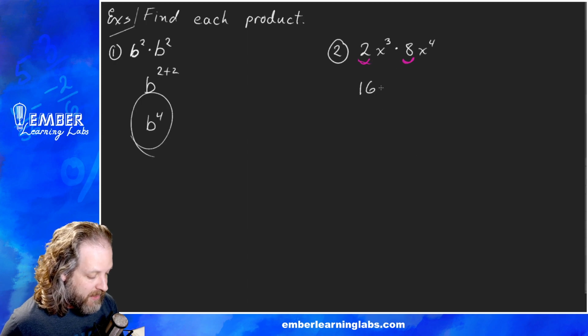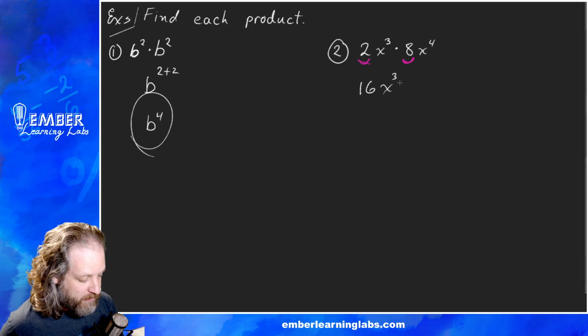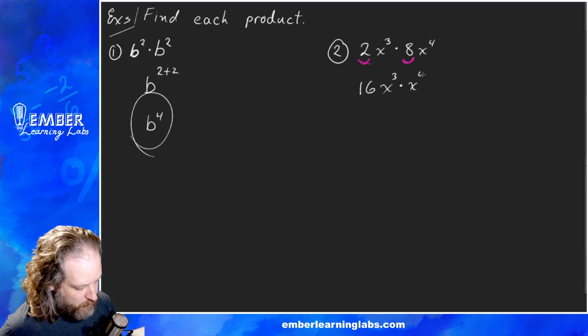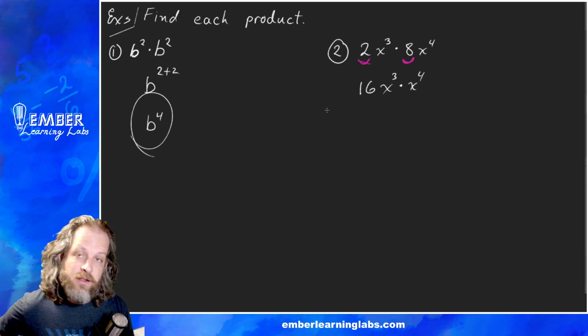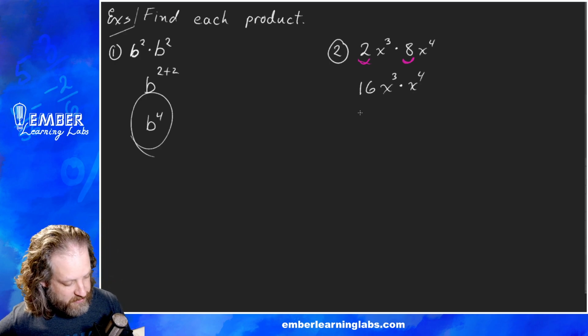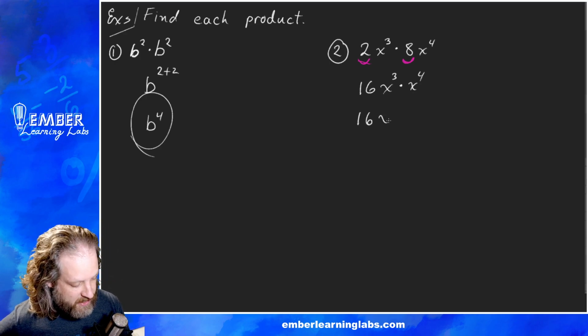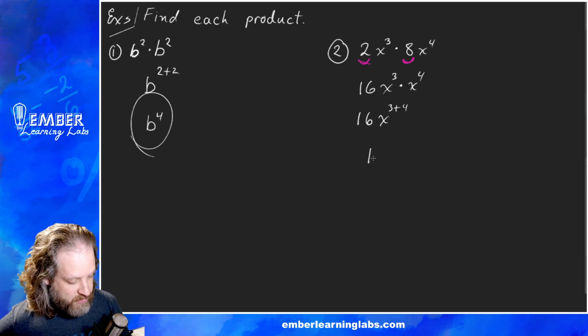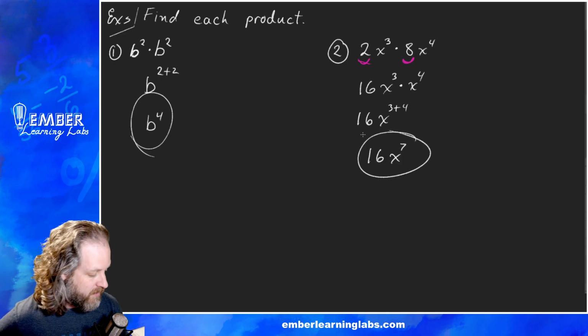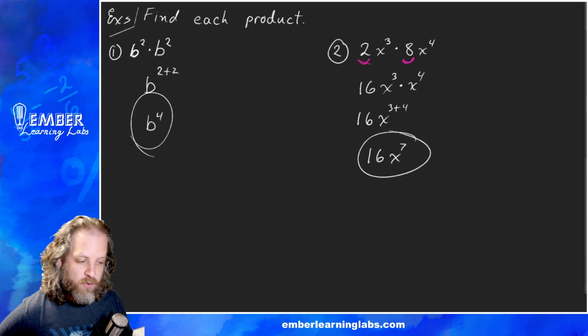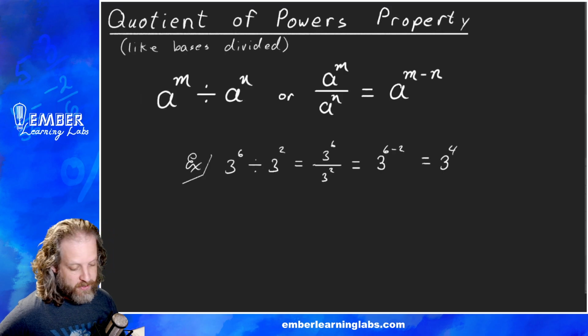So then we've got like bases multiplied. I'm going to write that down here. You should do the same. x cubed times x to the 4th, right? So now we've got like bases multiplied. What are we going to do with those exponents? We're going to add them. So this is going to turn into 16 times x to the 3 plus 4. So it's going to turn into 16 times x to the 7th. All right, let's learn one more little property real quick, and then we'll do a couple more examples, and then we'll be through. It's going to be a quick one today.